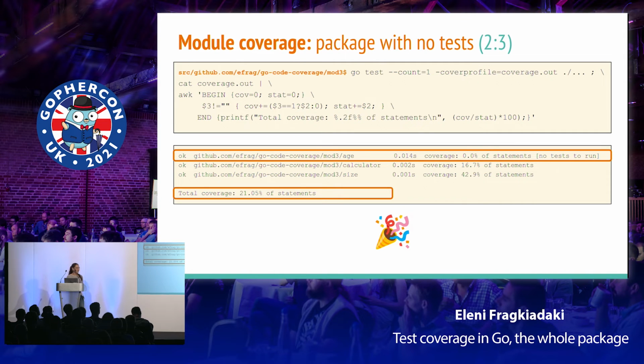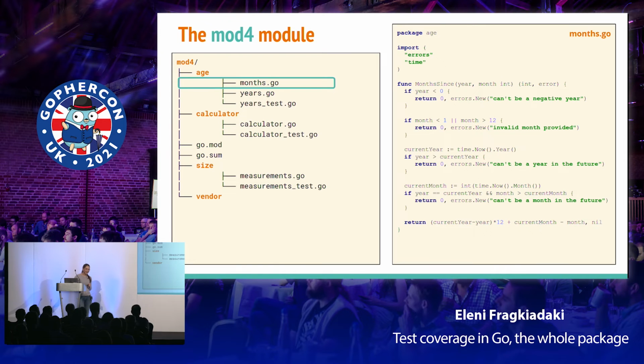Great success, right? Or maybe not. At this point, we are not sure. If I add another file in the age package, and that file has no test, is that going to be counted now? So let's test it. Let's add one more file, months.go.